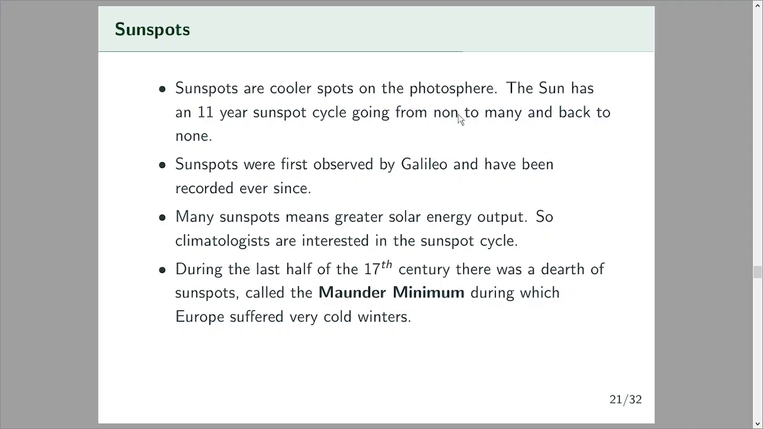During the last half of the 17th century, there was a dearth of sunspots, very few sunspots over a period of about 70 years, maybe from the middle 1600s to the early 1700s. It's called the Maunder minimum. During this time, Europe suffered some very cold winters. The sunspot cycle means if you don't have many sunspots, the sun is putting out less energy.